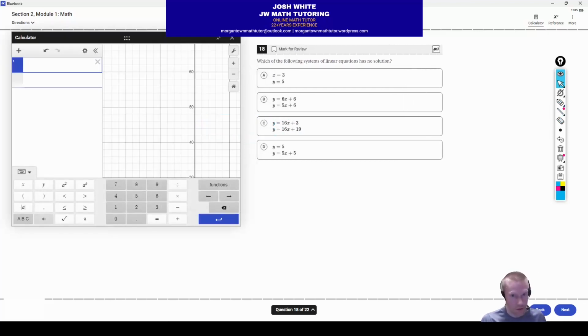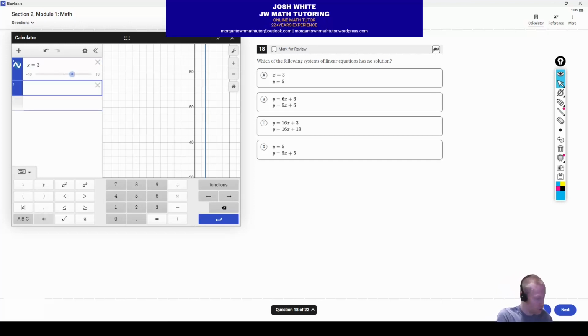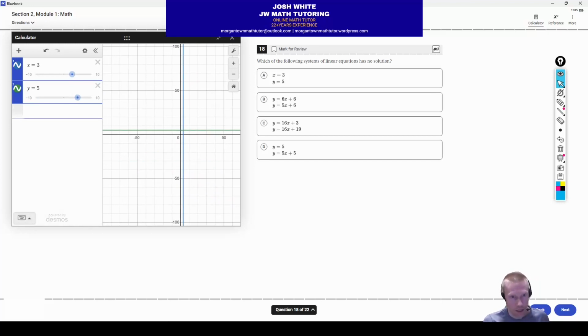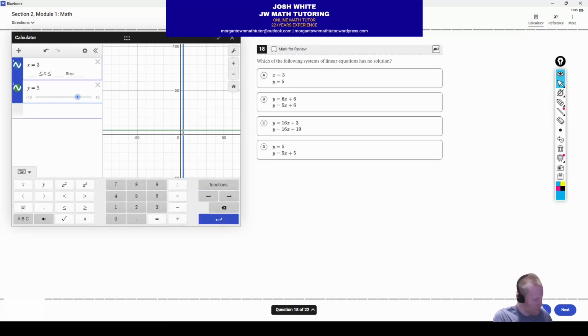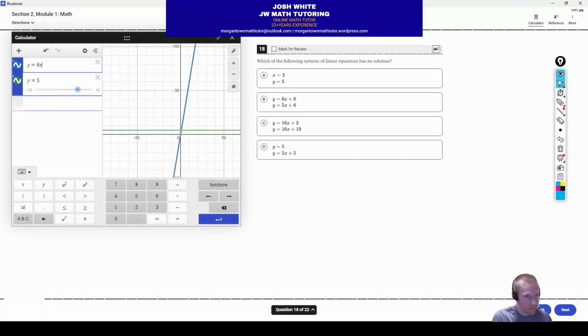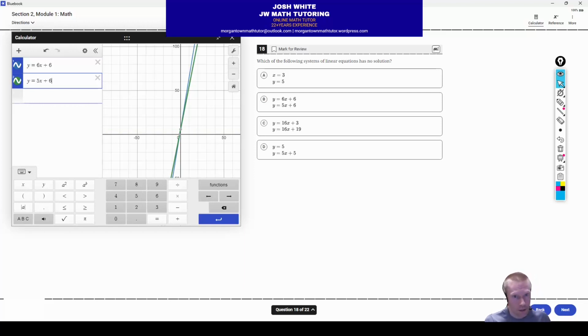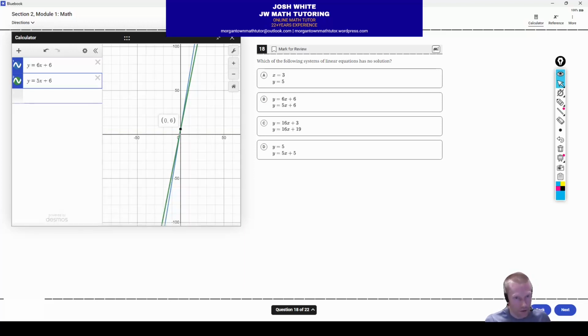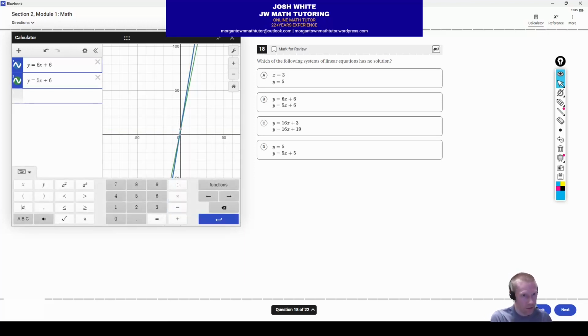Let's go to Desmos and just graph them out, and we're going to look for two parallel lines. So answer choice A. Do we have two parallel lines? Nope. All right, get rid of it. Here's answer choice B. Two parallel lines? Nope, they intersect once right here. Get rid of it.